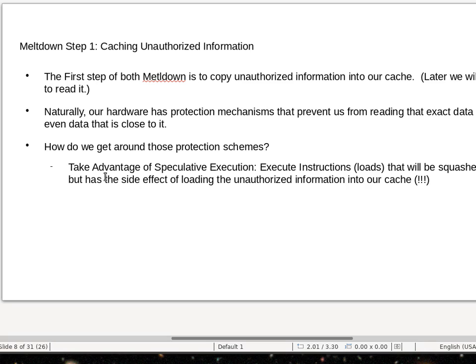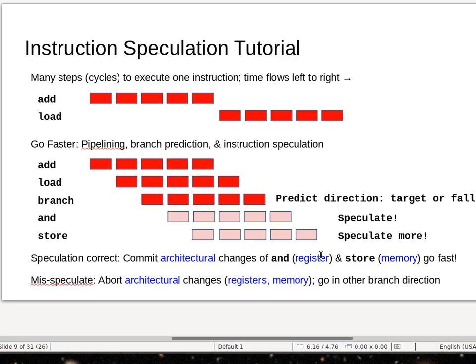To get it into the cache, we're going to take advantage of speculative execution. This is the first step: copy unauthorized information to the cache. We're going to execute instructions that should be squashed after a branch, but have the side effect of loading the unauthorized information into our cache. In other words, we're going to have a branch, and then the immediate instruction after that loads a piece of memory that we're not authorized to have. It's going to mispredict on the branch, but this load occurs first and actually brings it in. So real quick, for speculative execution, you might have add, load, branch, and store, and predict the direction for fall through.